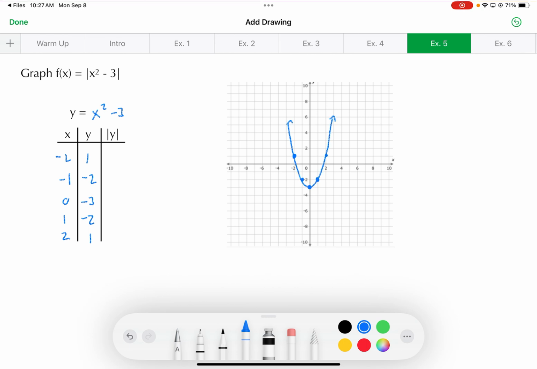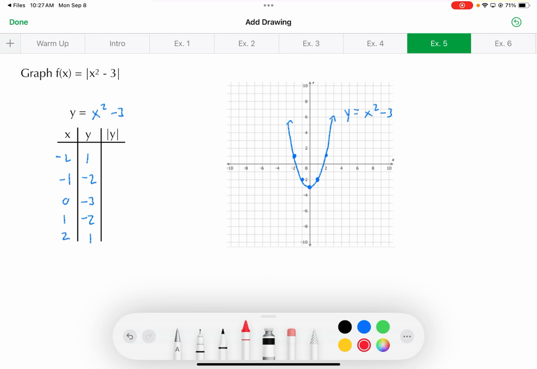All right, so there is your graph of the function y equals x squared minus 3. No absolute value, right? Okay, so now take into account the absolute value to graph this complete function f. So you plug your number in for x, square it, subtract 3, and then the only thing left to do by order of operations is take the absolute value, right?